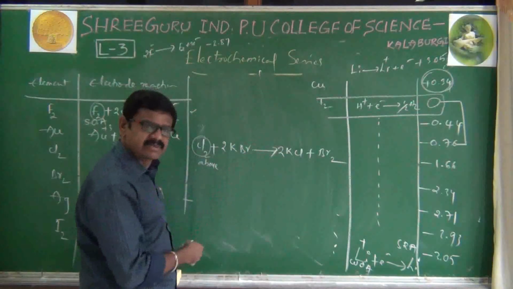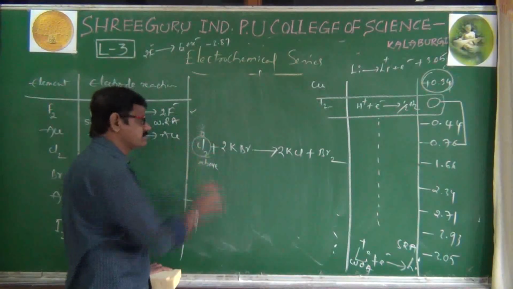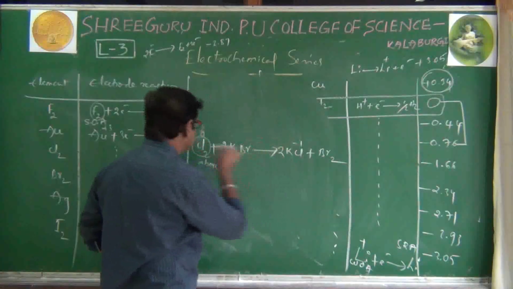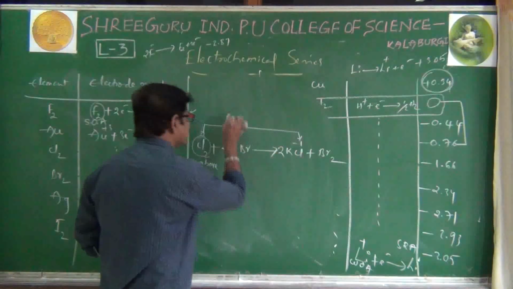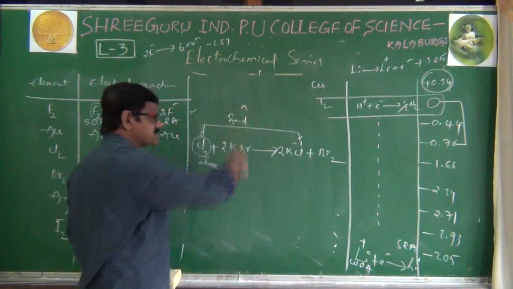Whether that happens or not, we will see then. Right now, in the molecular state the oxidation number is 0, and here chlorine is -1. 0 has converted to -1. It is a reduction process.